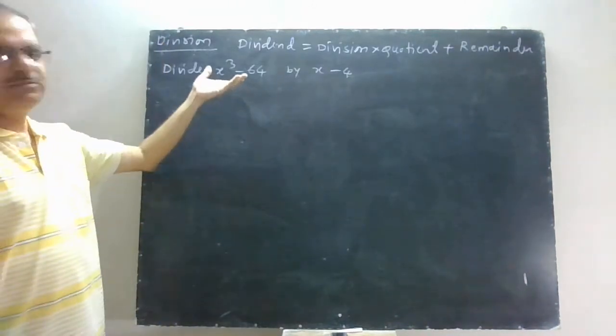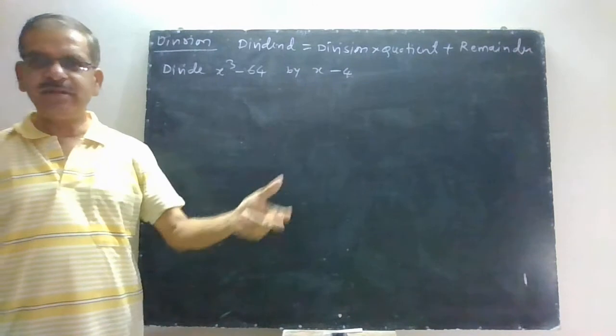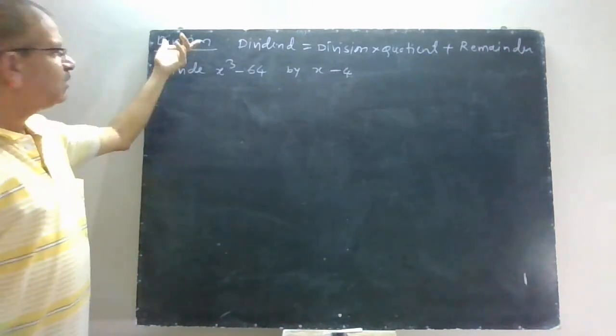Now see the fourth operation on polynomials. We have seen addition, subtraction, and multiplication. Now the last one, that is division.